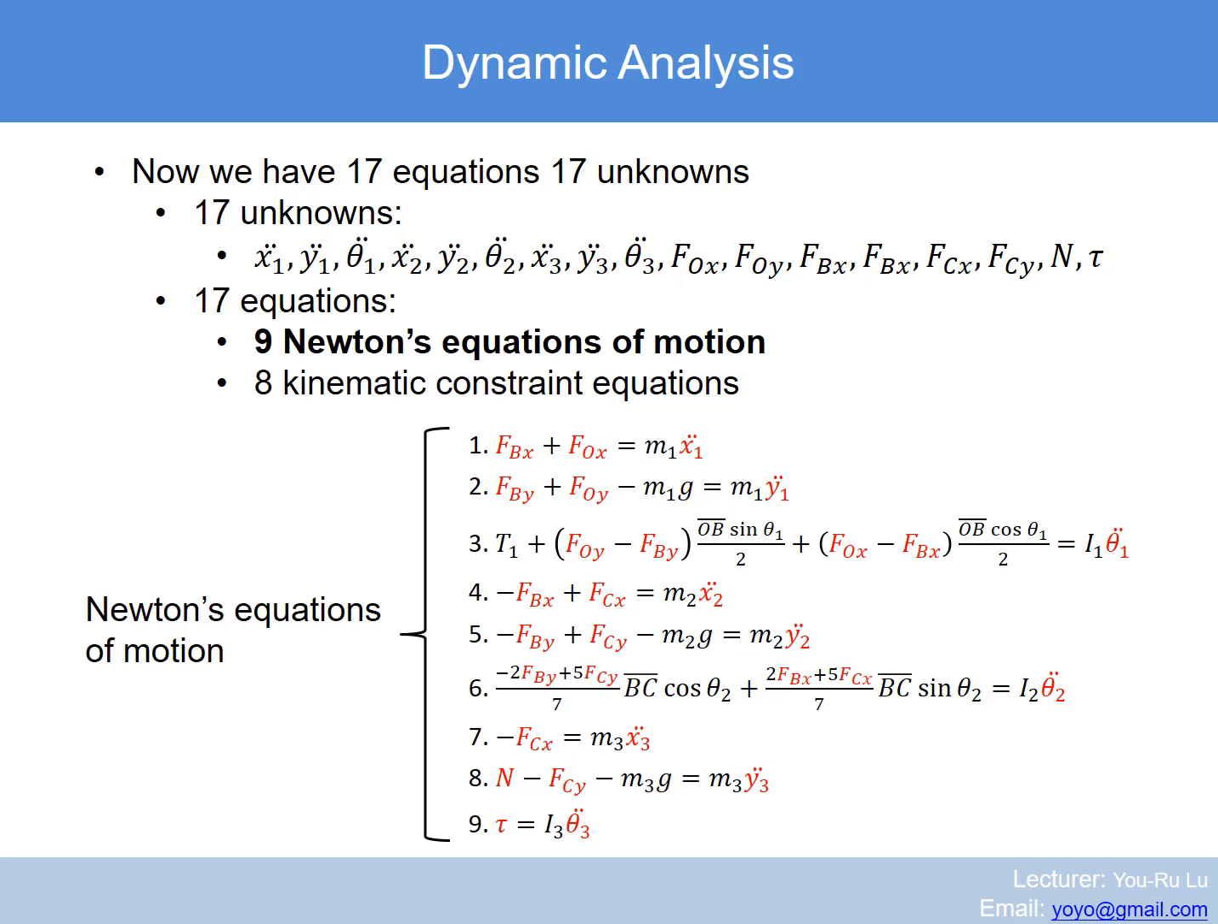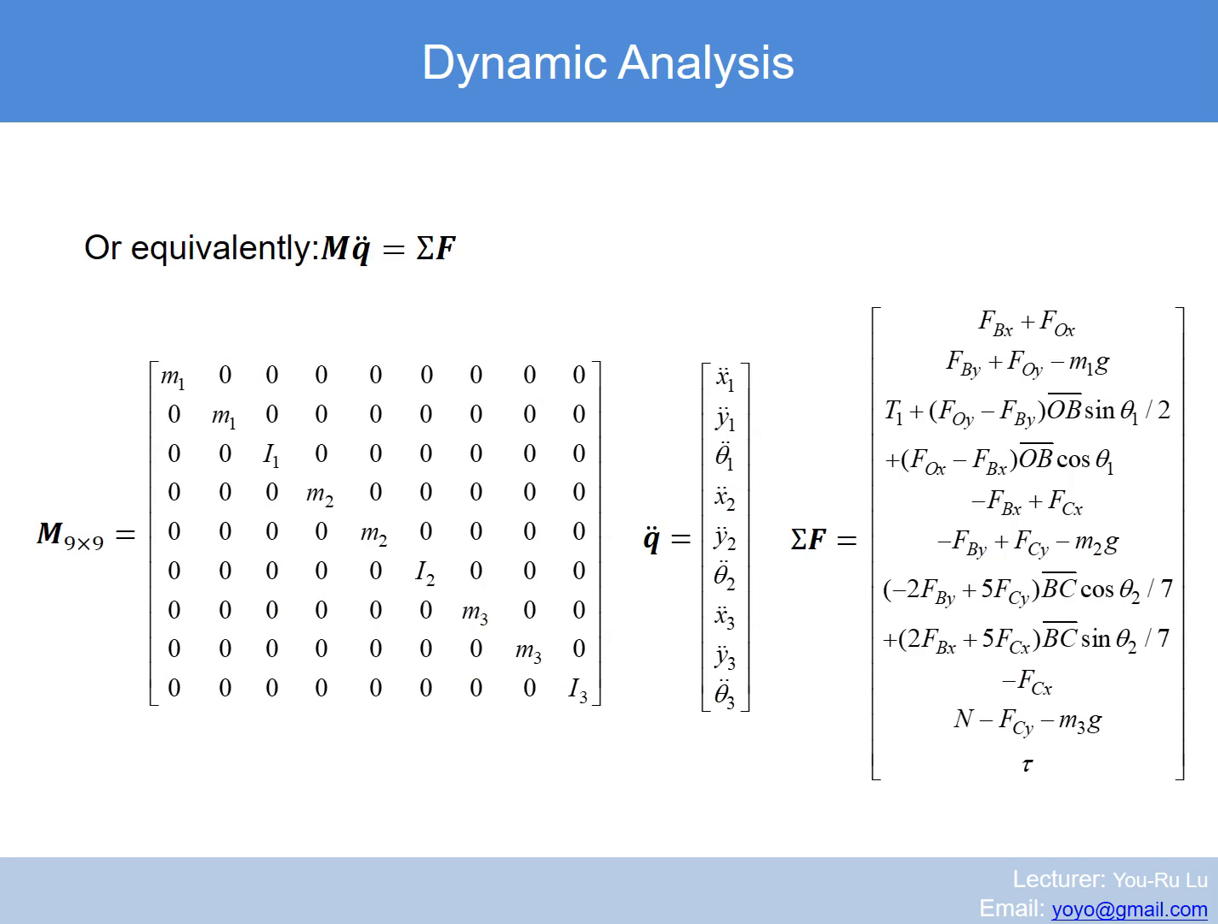In the last lecture, we derived 17 equations to solve 17 unknowns for the dynamic analysis of the slider crank mechanism. The 17 unknowns are shown here, and for the 17 equations, 9 of them are from Newton's equations of motion, or equivalently, Mq double dot equals sigma F, where M is the diagonal matrix consisting of mass and moment of inertia of all rigid bodies. The q double dot is the unknown acceleration, and sigma F is the vector consisting of all forces.